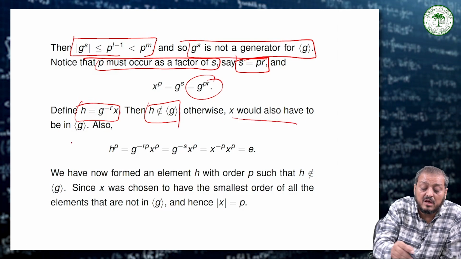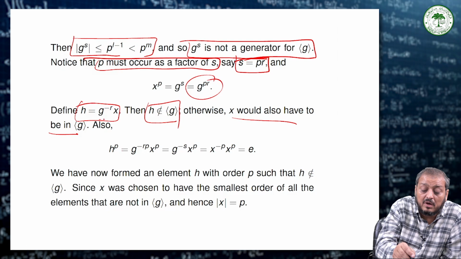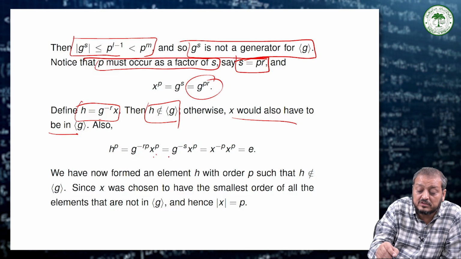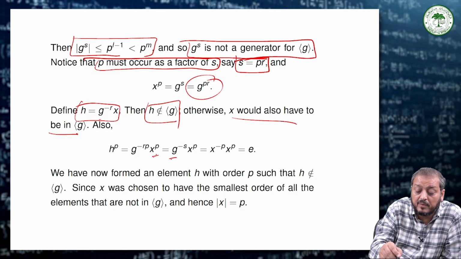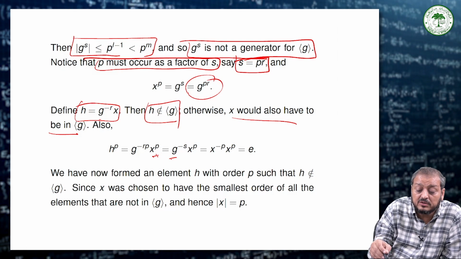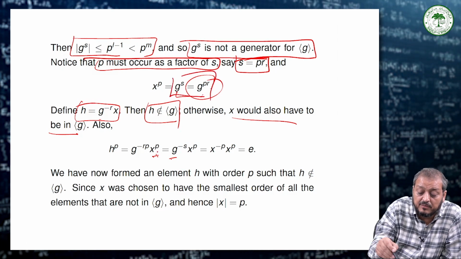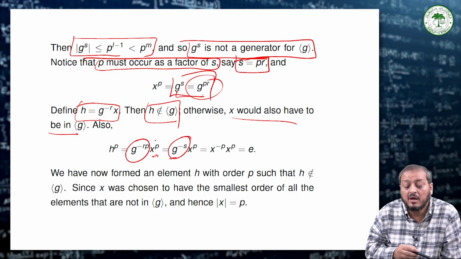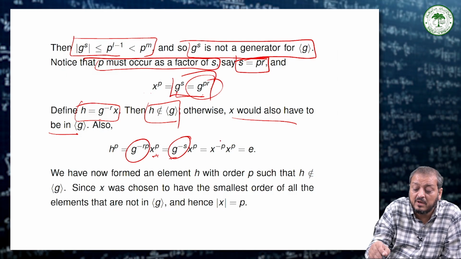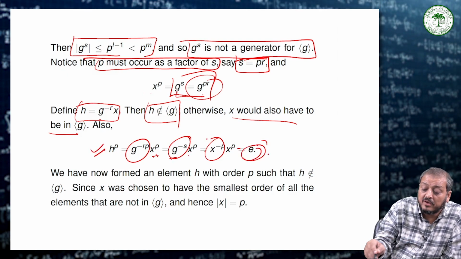Otherwise X would be in ⟨g⟩. So this also means h to the power p is equal to g to the power minus rp times X to the power p, and now g to the power minus rp is the inverse of g to the power s, which is nothing but X to the power p. Taking the inverse, we get g to the power minus s, which is X to the power minus p, and X to the power minus p times X to the power p is equal to identity. Then we can say that h to the power p is equal to identity.